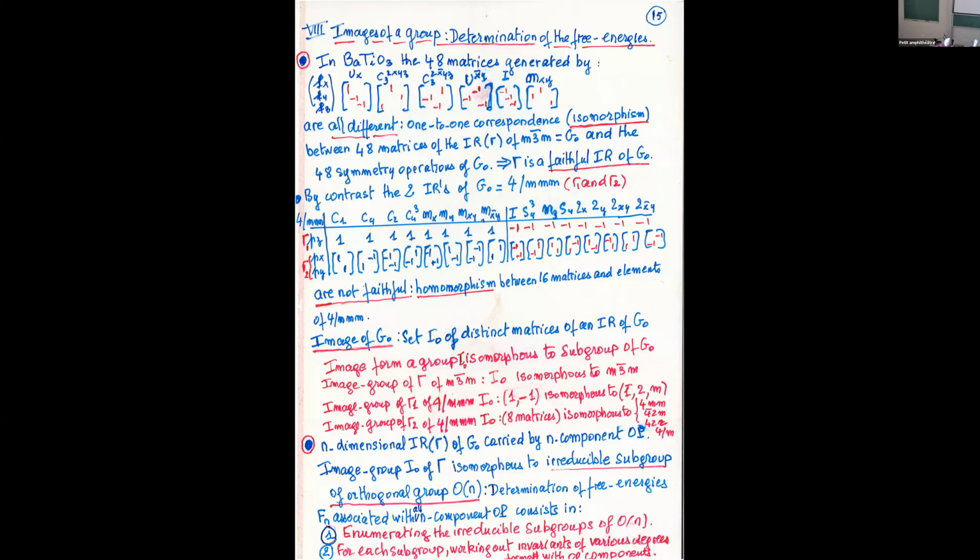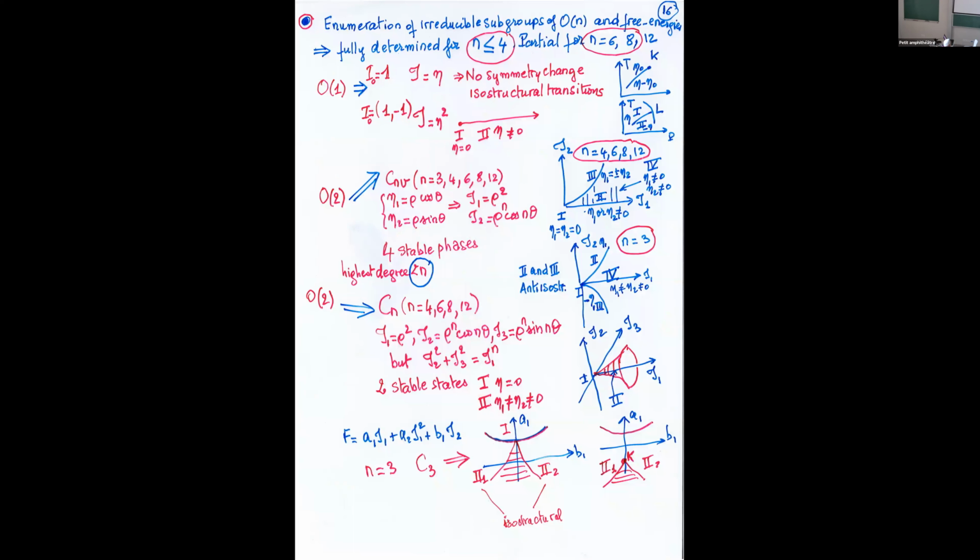Okay, thank you. All right. So CN, the so-called cyclic group: you have an additional invariant which appears, I3, which is rho^n sin(n theta). But you must be aware that if you add I2 squared and I3 squared, you will find I1 to the power n, so they are not completely independent. But the phase diagram is this one. It's a sort of cone type which surrounds the I1 axis.